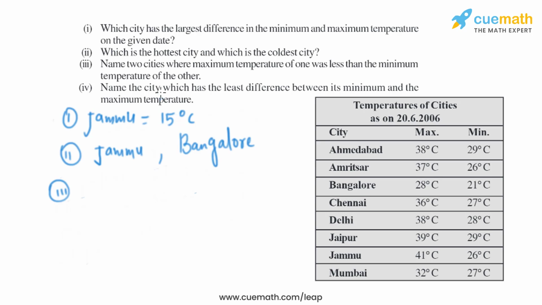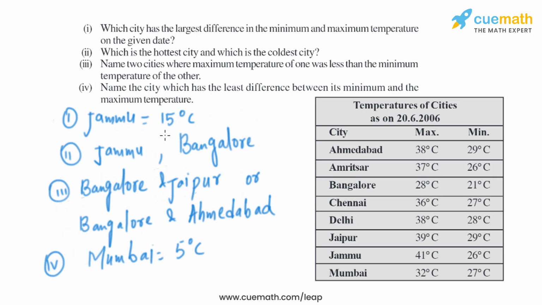Now in the third part we have to find 2 cities where maximum temperature of one was less than the minimum temperature of the other. If we look into the maximum temperature of Bangalore, that is 28 degrees Celsius. Now if we look into the minimum temperature of Jaipur, that is 29 degrees Celsius. So its minimum temperature is more than the maximum temperature of Bangalore. And also the minimum temperature of Ahmedabad is more than the maximum temperature of Bangalore. And the fourth part we already discussed, the least difference is in Mumbai, which is 5 degrees Celsius.